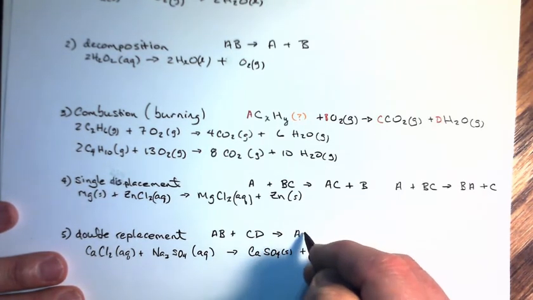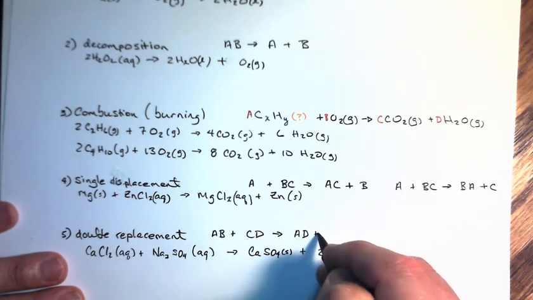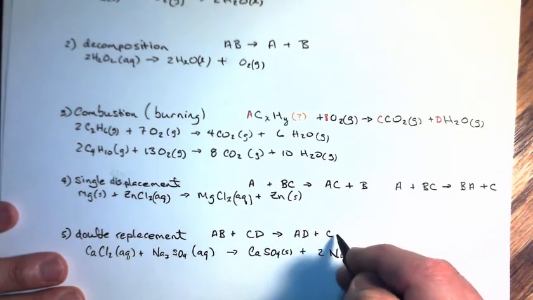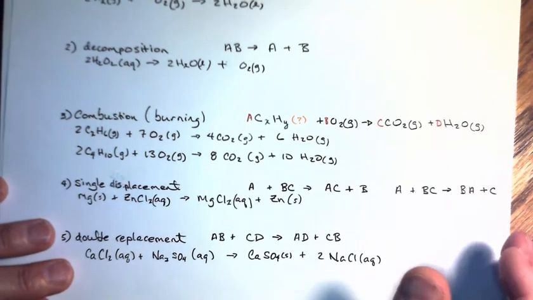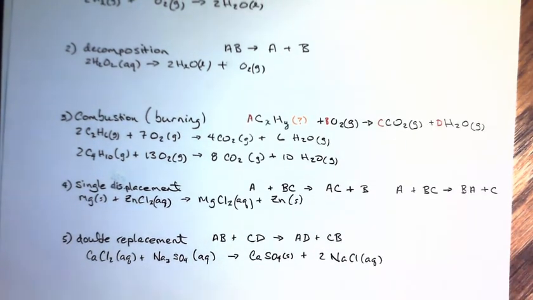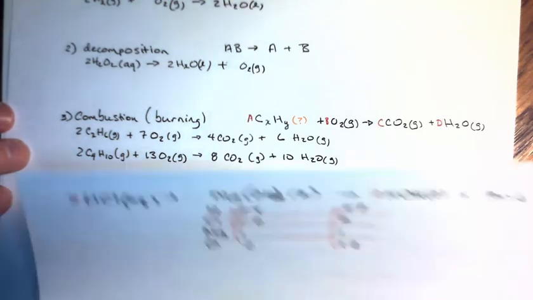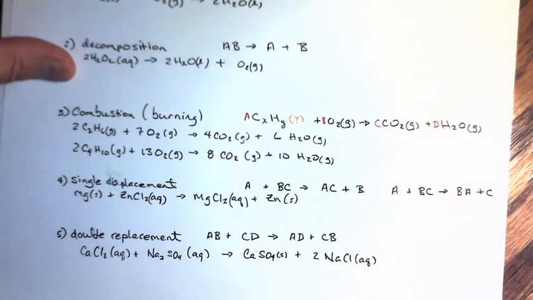And the front part always stays in the front. So it's going to be CB over here. Always the front part stays in the front. The cations, the positively charged part of it, always stays in the front. Now, there are times when it might not be that way, but for us, anytime you're predicting them, it's going to come out this way.